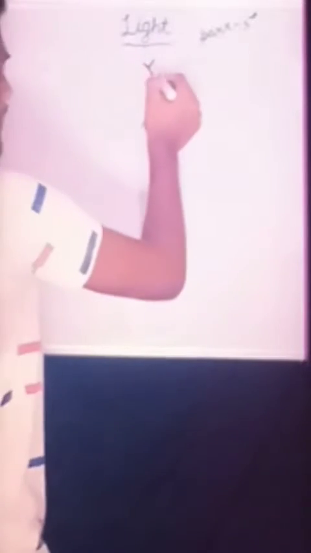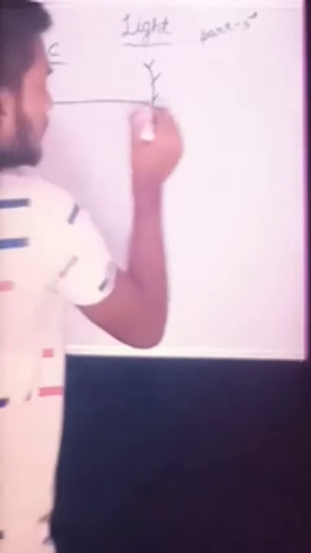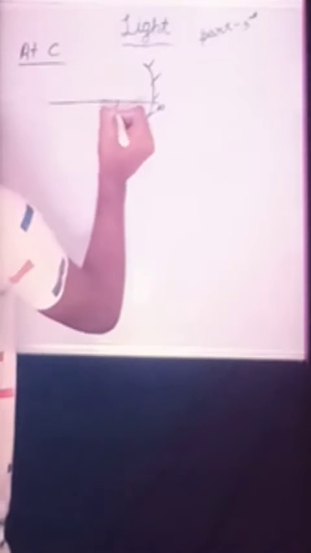What is a concave mirror? A concave mirror is one whose outer side is painted and inner side is silvered or polished. Now we have to draw the ray diagram at C. C means center of curvature. This is the principal axis, and this is P, this is F, and this is C: the pole of the mirror, the focus, and the center of curvature.